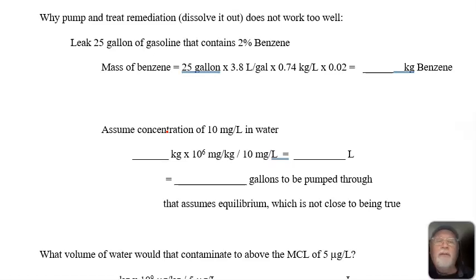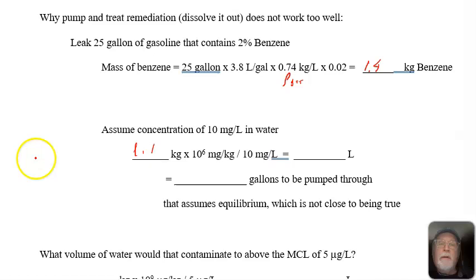Well, if I take the mass of benzene in there, that 25 gallons, I'll convert it to liters, 3.8 liters per gallon. The density of that is about 0.74, typical 0.74 specific gravity, or 0.74 kilogram per liter density. So this would be the density of the gasoline times 0.02 fraction. That comes out to 1.4 kilograms. That still doesn't sound like that much. That's what, like 3 pounds? Let's say that I have that 3 pounds, 1.4 kilograms of benzene.